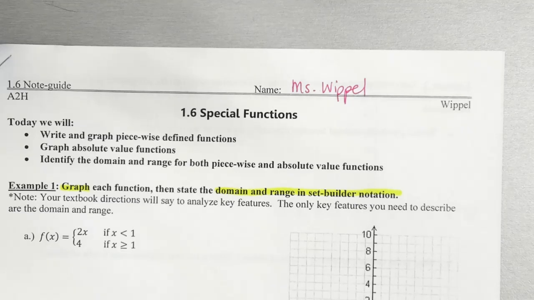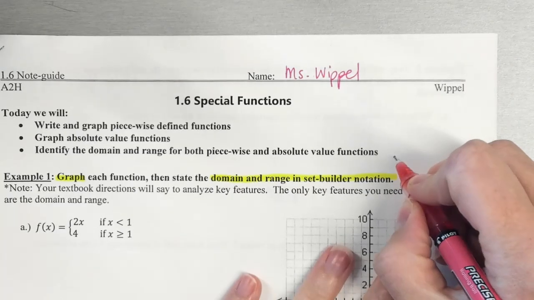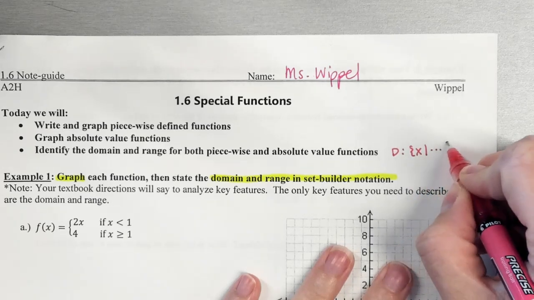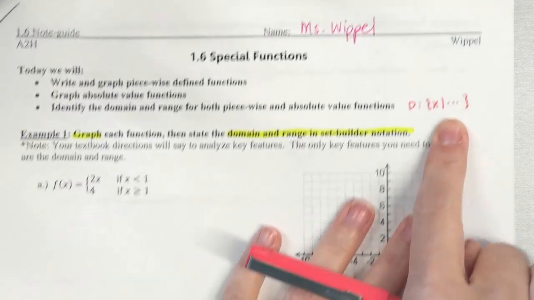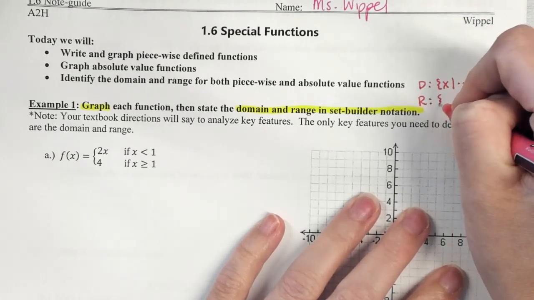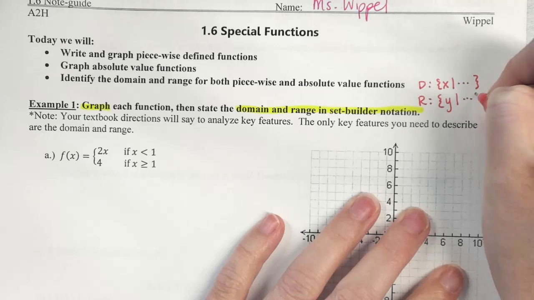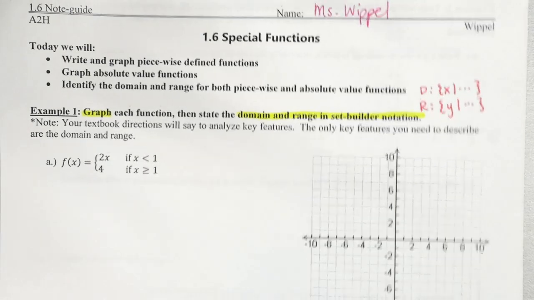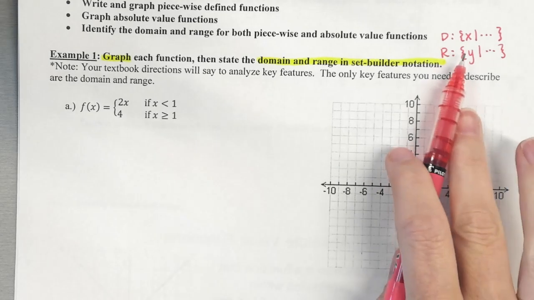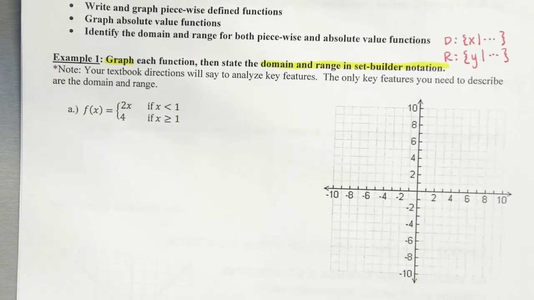All right, so with set builder notation, anytime you're doing the domain, you have to have X such that, and then there might be an inequality here. It might be all real numbers, but anytime you have set builder notation, you've got to make sure you have the right notation there, which is our fancy brackets, X such that, Y such that.